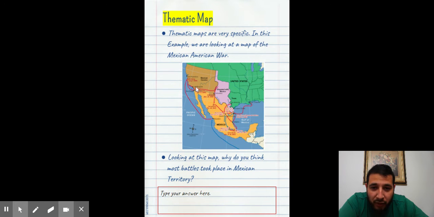Most of the battles started here because they were actually disputing the Texas territory. So Mexico said Texas was only the green part, and the U.S. said no, it's all of it. So there's another reason why they were fighting in Mexico.